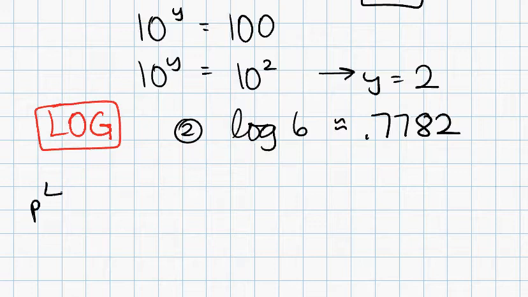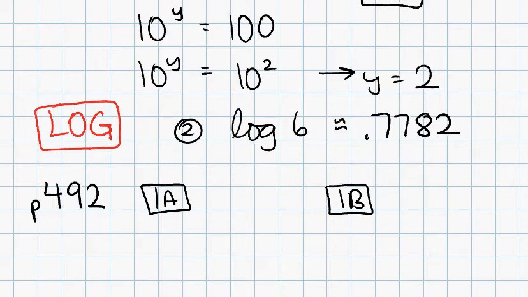On page 492, there are 2 problems just like that one. Please do both 1A and 1B. Pause the video, get some answers, write them down. Welcome back. For 1A, you should have 0.8451, and for 1B, negative 0.3010.